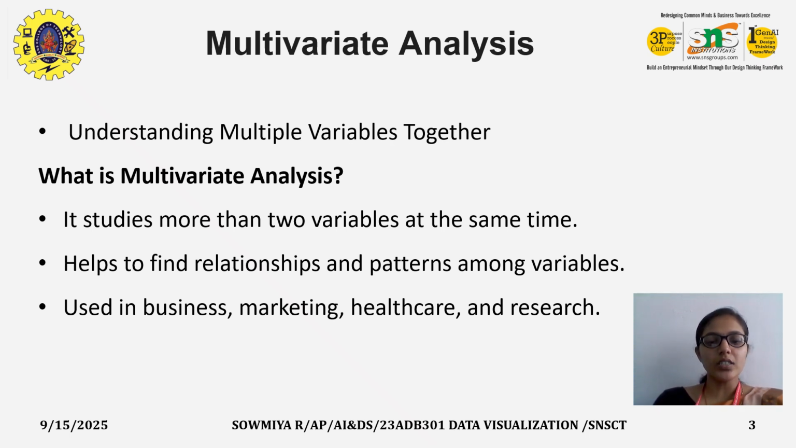First, let's see what is multivariate analysis. Multivariate analysis is a statistical approach that examines multiple variables together to find the relationships and patterns. Instead of just asking does height relate to weight? We ask does height, weight, and diet together relate to fitness levels? It is widely used in business, marketing, healthcare, and research. For example, a hospital may study age, diet, and exercise patterns together to predict the recovery rates. The key idea is when variables interact, we get a clearer and deeper understanding of data.